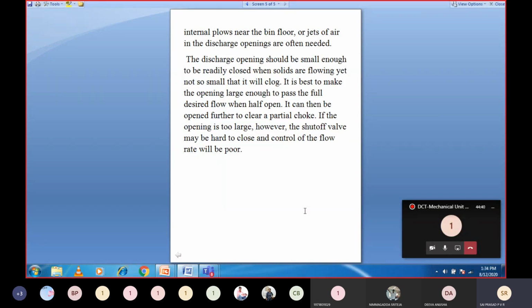Or else, if the tank size is very small, you can give vibrations to the vessel so that it breaks the arches, or the cohesive nature of the materials, and breaks the shear strength, and then we can ensure free flowing of the material. Or jets of air in the discharge opening are often needed. From the bottom we give a jet of air so that the shear strength or the arching will be destroyed, and we ensure free flowing there. But in the majority of cases, we will go either for vibrators or for a sloping bottom with shallow angles. The discharge opening should be small enough to get readily closed when the solids are flowing, yet not so small that it will clog.